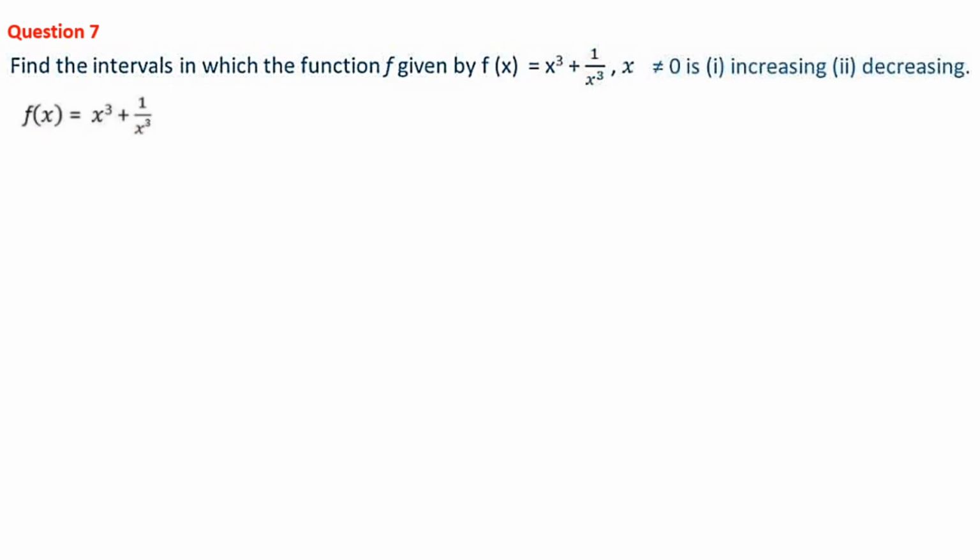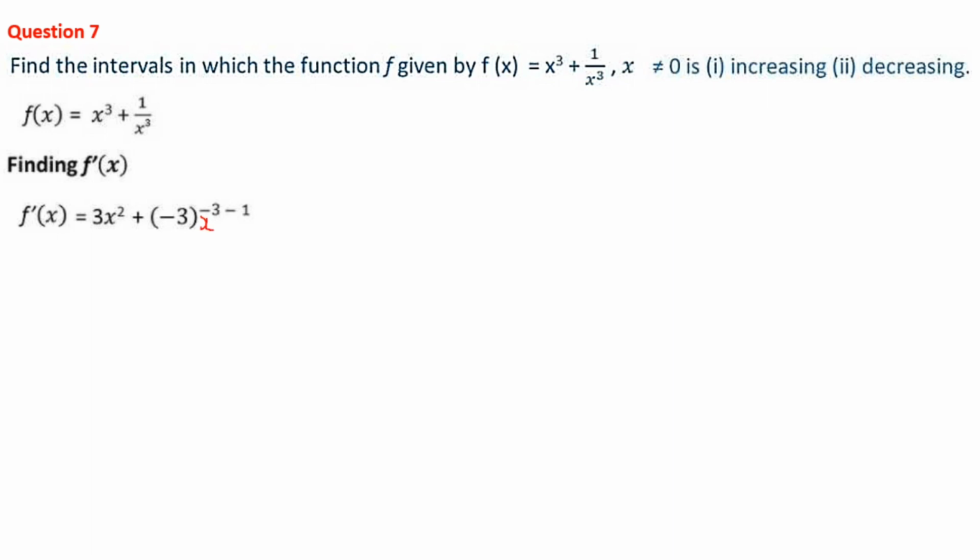Let's take that one, then go for finding f dash x. So f dash x is equal to, derivative of x cube is 3x square, and here 1 by x cube we can write as x power minus 3. The derivative of x power minus 3 is minus 3 into x power minus 3 minus 1. So x is missing; here we can put x power minus 3 minus 1.